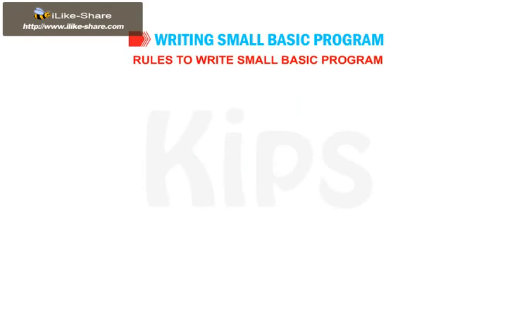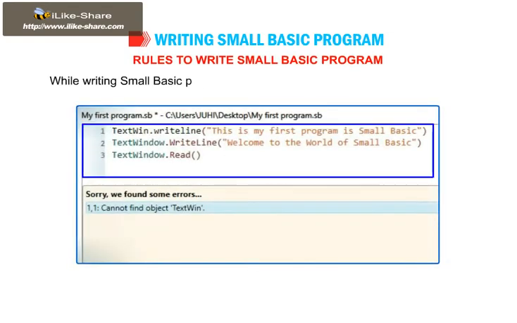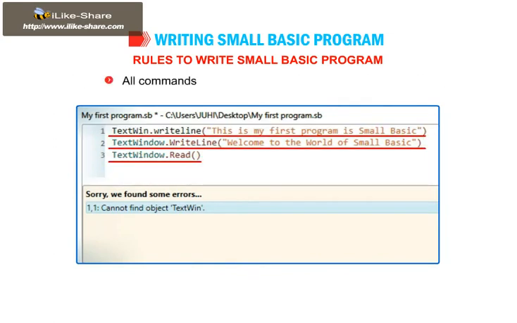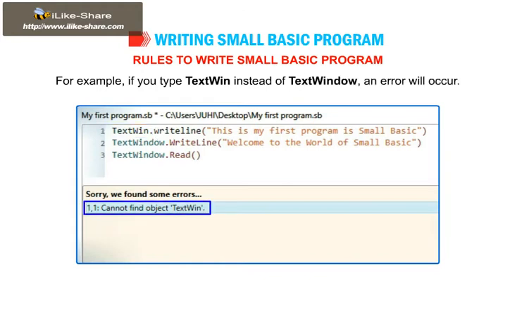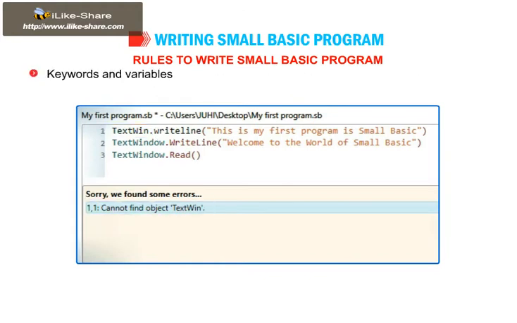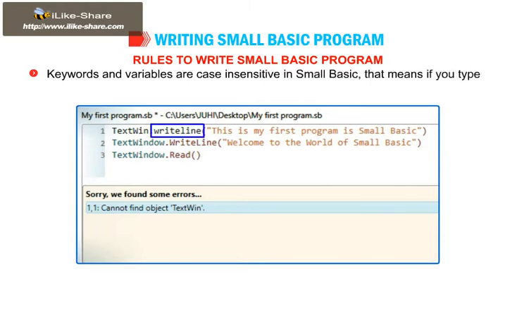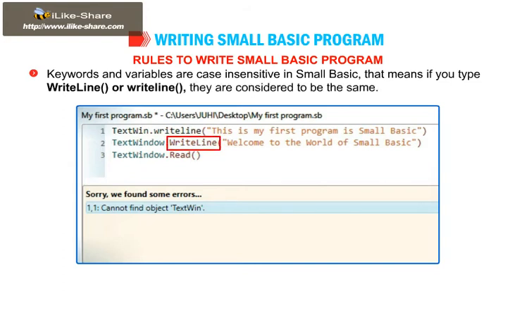Students, let me tell you the rules to write a Small Basic program. While writing Small Basic programs, you should be aware of the following rules. All commands and keywords must be spelled correctly. For example, if you type TextWin instead of TextWindow, an error will occur. Keywords and variables are case insensitive in Small Basic. That means if you type TextWindow in uppercase or lowercase, they are considered to be the same.